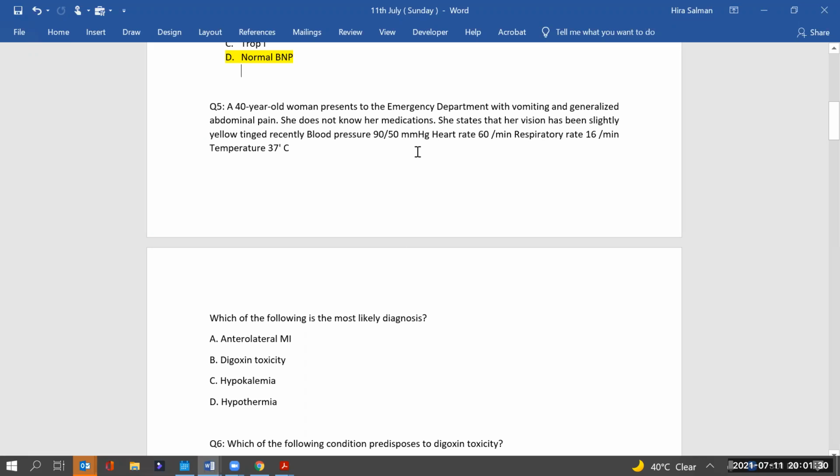So see here, the most important clues will be vomiting and abdominal pain. That's the most important presentation. But these presentations are vague, because you can see vomiting and abdominal pain in many other conditions. But here the third clue says vision has been slightly yellow tinged recently, and especially if you can see the blood pressure findings and decreased heart rate. So these are the four things which will make the diagnosis clear that this is a case of digoxin toxicity.